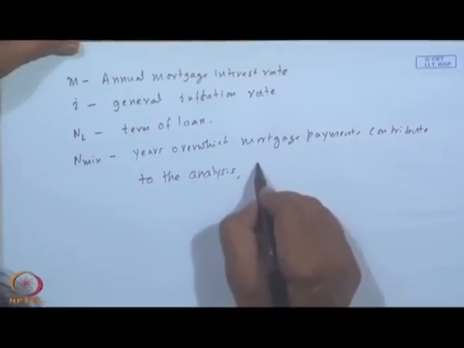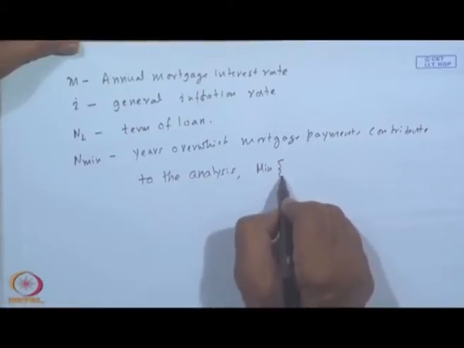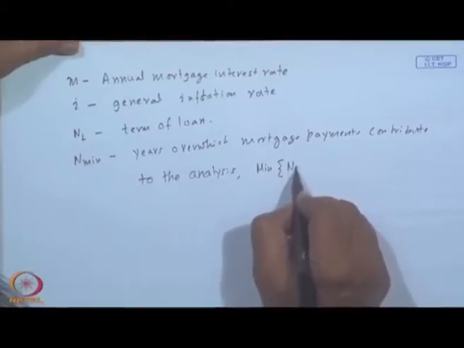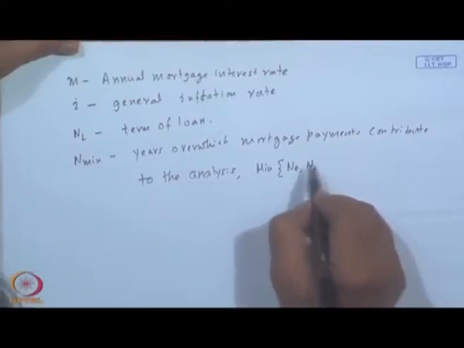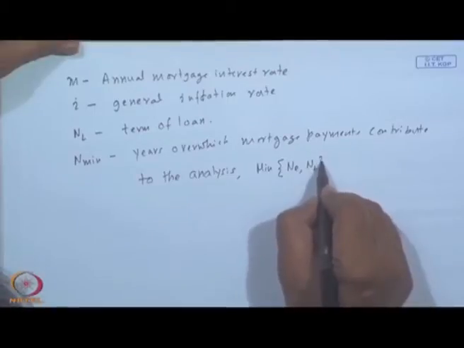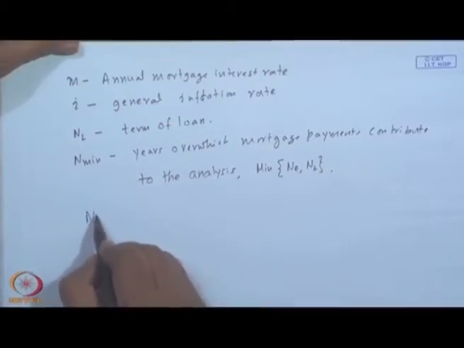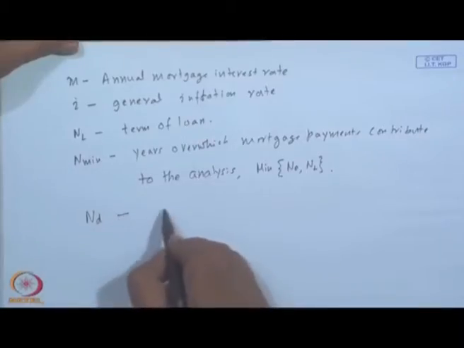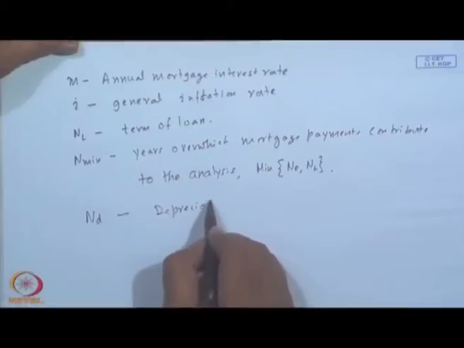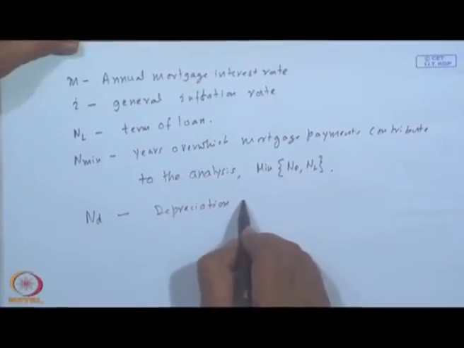Actually, it will be the minimum of NE, NL, right, which we have already defined. ND is the depreciation time in years.